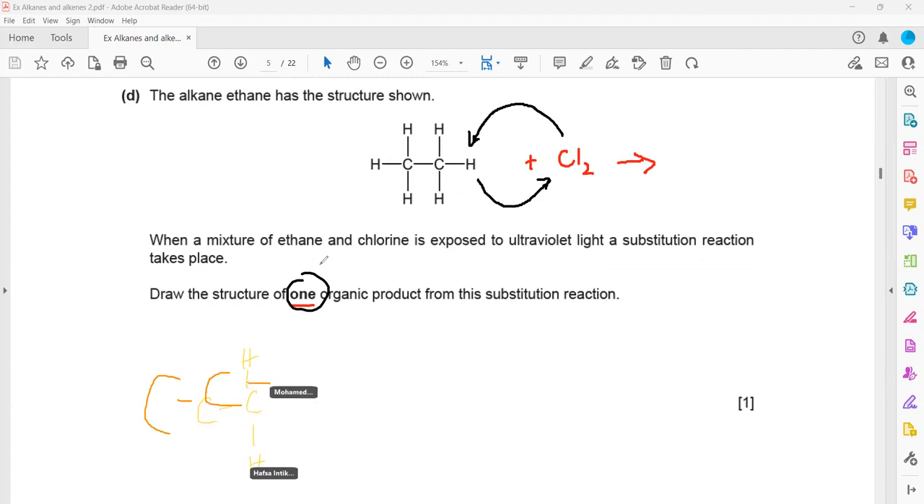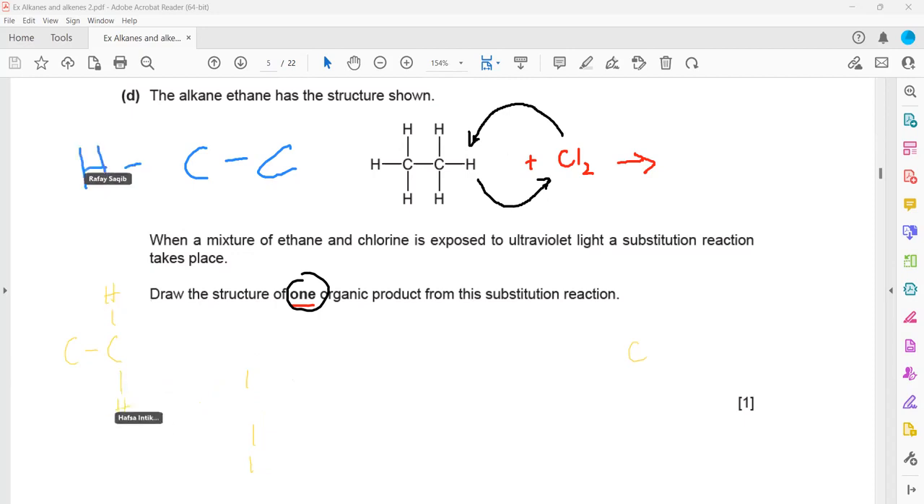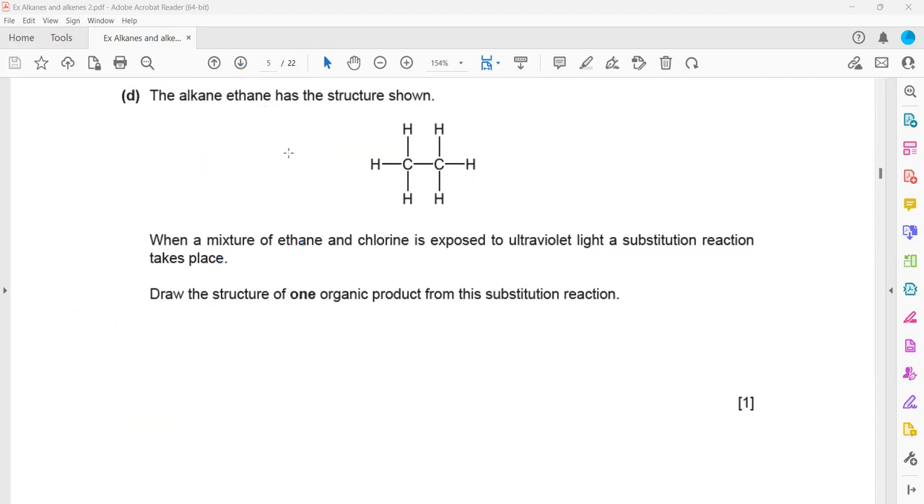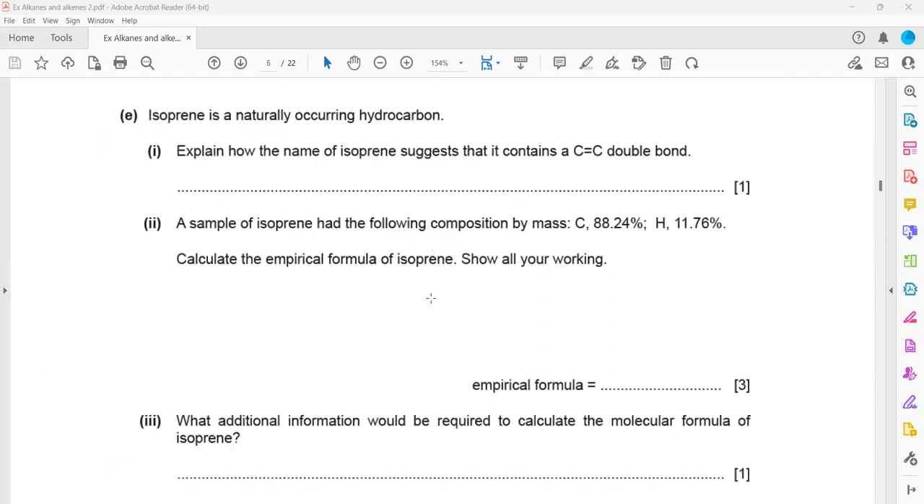Use different positions, don't overlap on the image. If someone is drawing at one place, use the other part of the screen. So a substitution reaction occurs, and one hydrogen is replaced by chlorine. That was chloroethane.